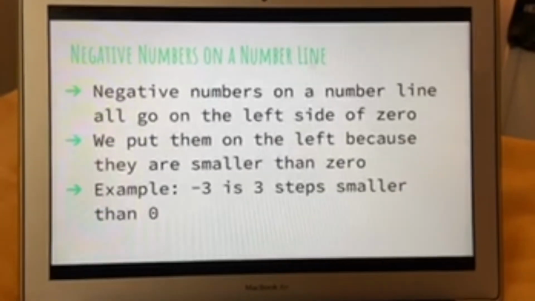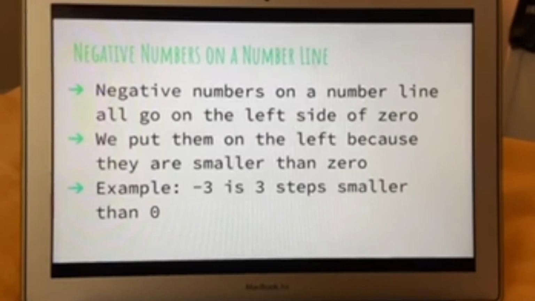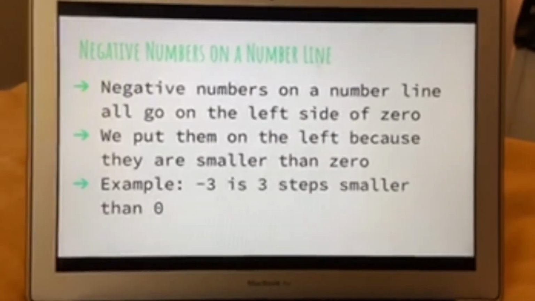You have now learned what negative numbers are used for and what they look like on a number line.